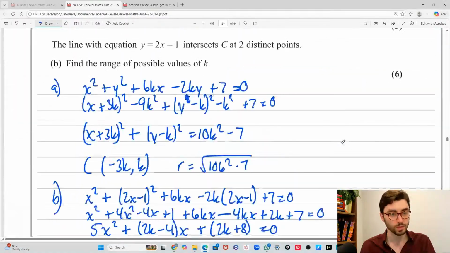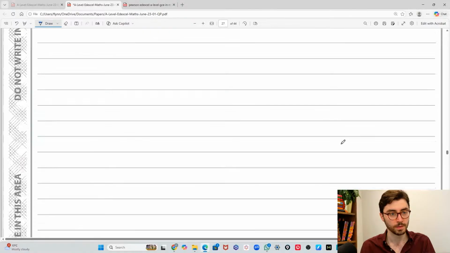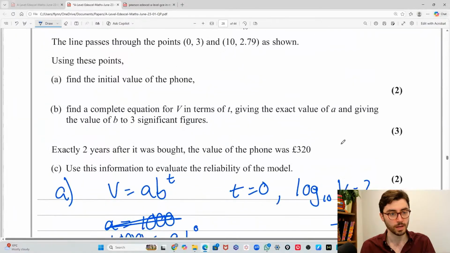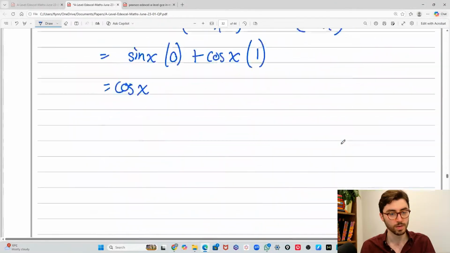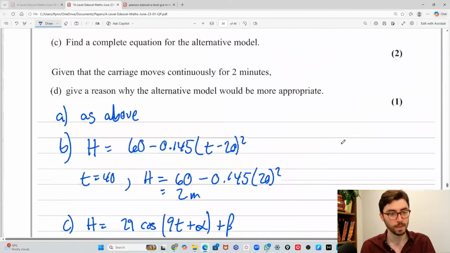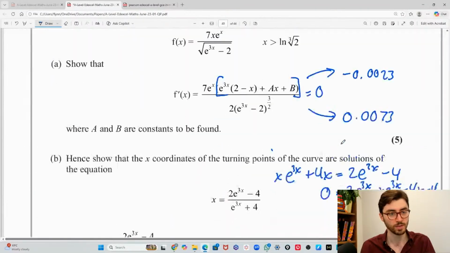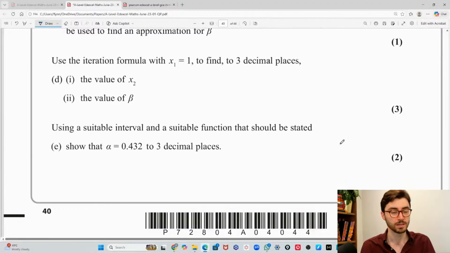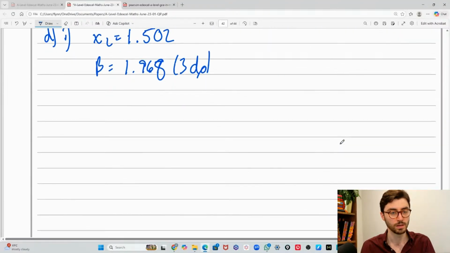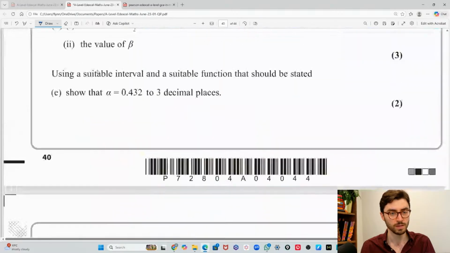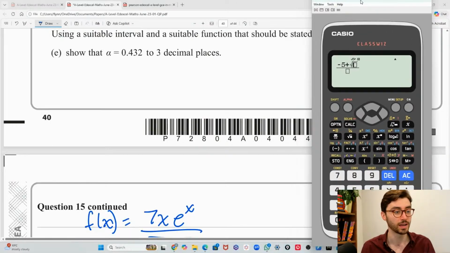B1, B2, good. Yeah. 11, A, B, C, good. 12 is just one part. I did it. A, B, C, D, good. 14, you just do it. And 15, A, B, C, D1, 2E, A, B, C, D1, 2 is beta. Yeah, and E I did above. Great. Okay, so every part of every question, done.